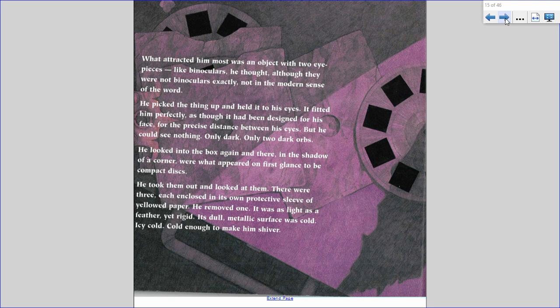But he could see nothing, only two dark orbs. He looked into the box again, and there in the shadow of the corner were what appeared on first glance to be compact discs. He took them out and looked at them. There were three, each enclosed in its own protective sleeve of yellowed paper. He removed one. It was as light as a feather, yet rigid. Its dull metallic surface was cold, icy cold, cold enough to make him shiver.